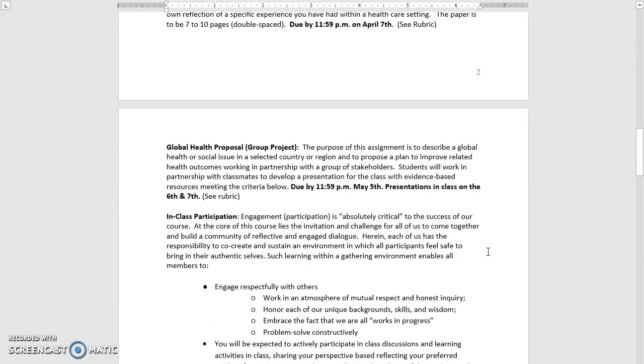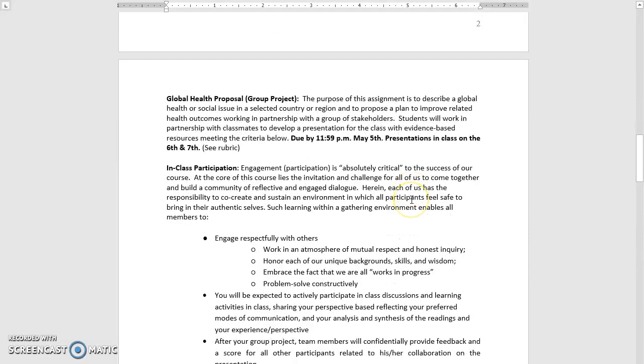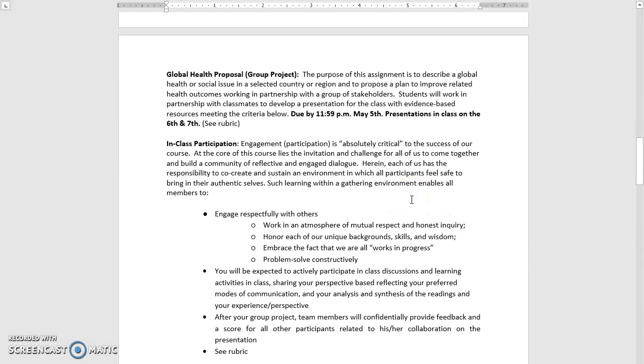Then you have your global health proposal. This is a group project. It's very detailed. The course developers did a wonderful job of laying out this project for you step by step, and I've worked on the rubric a little bit, and it is very thorough for you. You'll see that this is due here May 5th, 11:59, and then we're doing presentations in class on the 6th and 7th. And then your final exam is on the 8th, but again, that's a take-home exam.